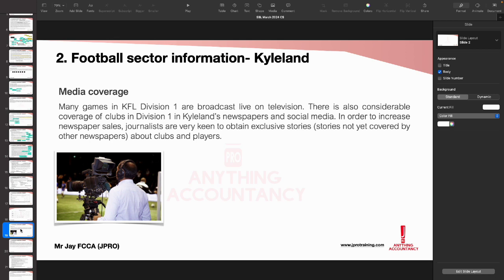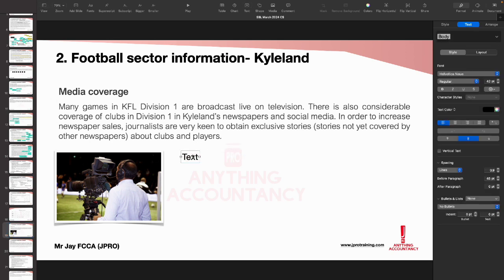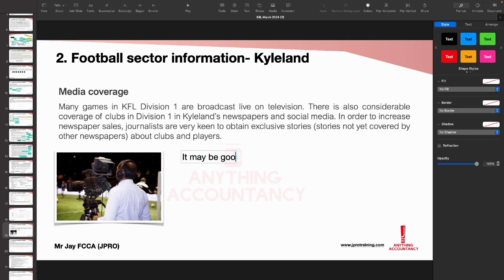And then there's also the football sector. You got media coverage. Many games in KFL Division 1 are broadcast live on television. There's also considerable coverage of clubs in Division 1 in newspapers and social media. In order to increase newspaper sales, journalists are very keen to obtain exclusive stories not yet covered by other newspapers about the club and players. Now, in this sense, you can say maybe a good idea to build a relationship with some journalists.